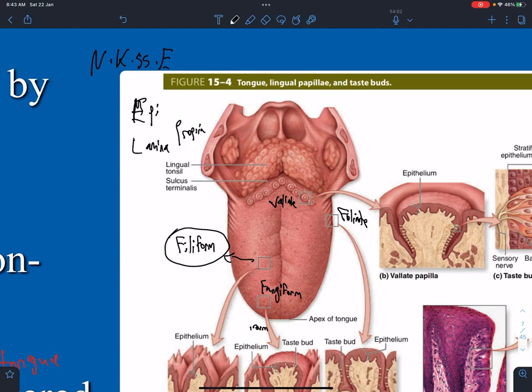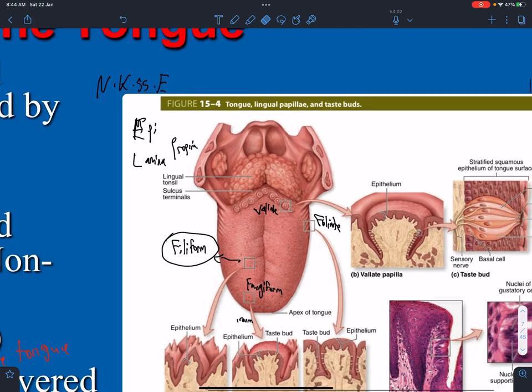Instead, since they make up the majority of your papillae, they contribute to the rough surface of the tongue so that you're able to move food around as you're chewing. All right, so this is the only papillae that doesn't have a taste bud, but the remaining papillae do, even the rudimentary one, foliate.